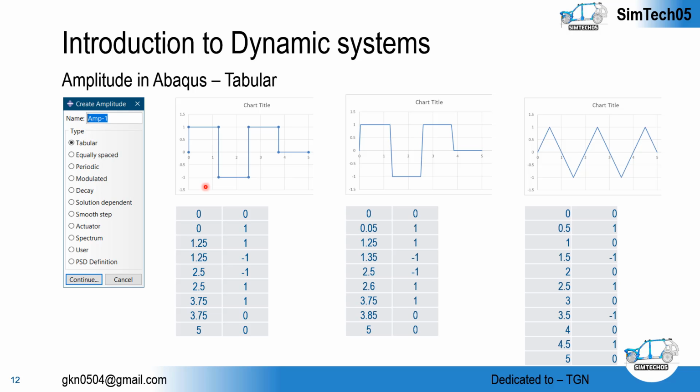So in this way you cannot define the tabular amplitude. What you have to do is keep at least some gap between these two values in the x parameter, or we can say a difference in time. Like here we have 0, then 0.05 second, maybe 0.0005 second. So in this way you have to define some gap. Let me show in the software.